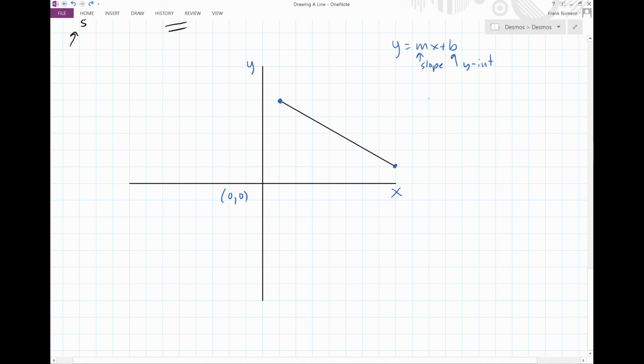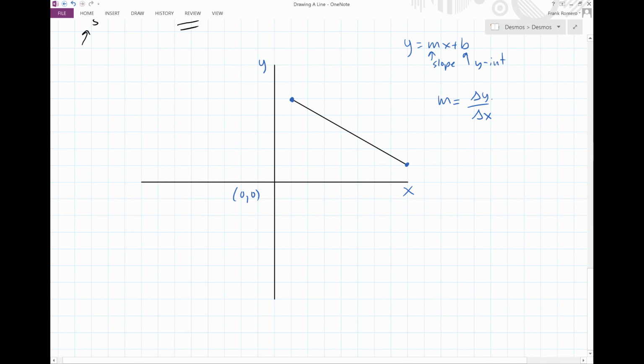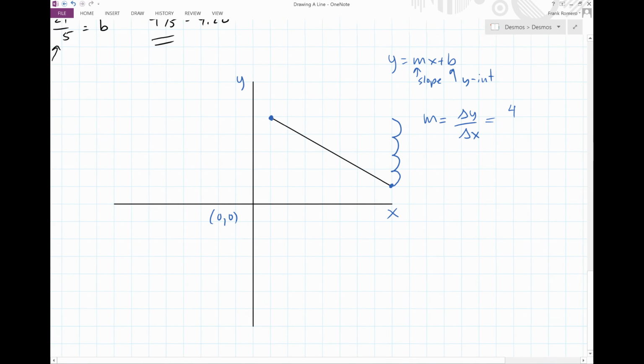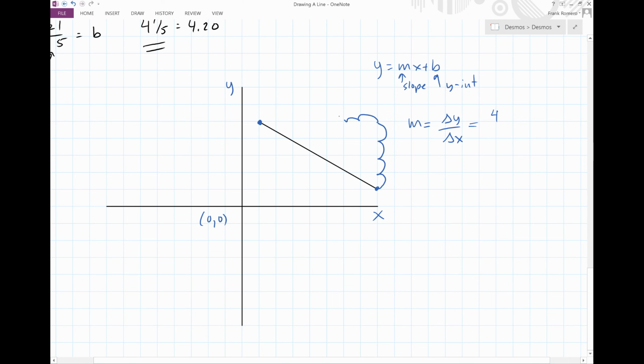Okay, so we do need the slope. That's the same thing as the change in y over the change in x. You could find these points and use the formula for the slope, or you can do the rise over the run. So in this case, how much are we going to rise? 1, 2, 3, 4. We're rising 4. And then we're turning left, not right, but left: 1, 2, 3, 4, 5, 6, 7. And in this case, it's going to be a negative slope.